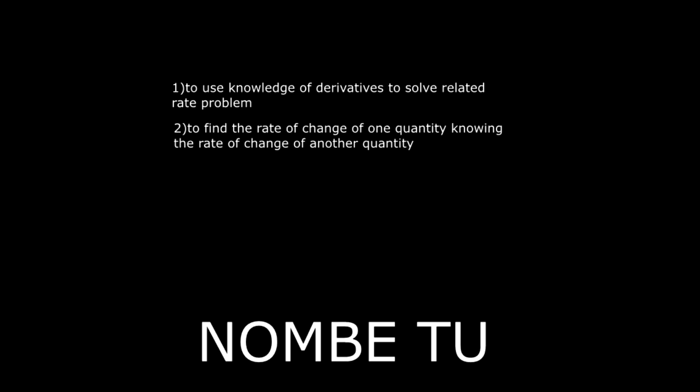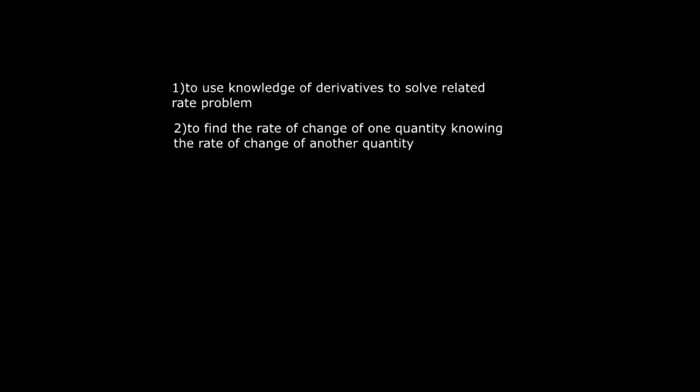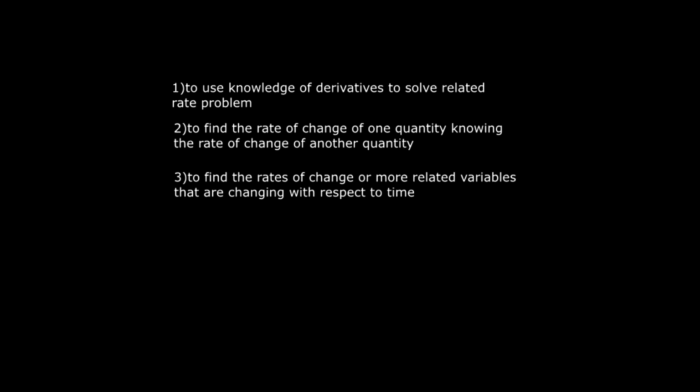Alright, so guys, we're gonna learn about related rates. There are three objectives of related rates. Number one, to use knowledge of derivatives to solve related rates problems. Number two, to find the rate of change of one quantity knowing the rate of change of another quantity. Number three, to find the rates of change of more related variables that are changing with respect to time.